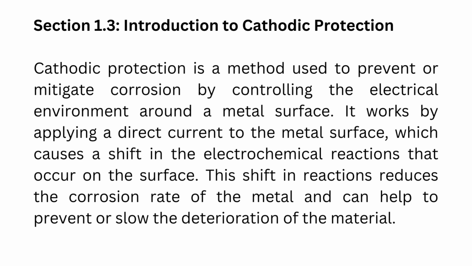Section 1.3, Introduction to Cathodic Protection. Cathodic protection is a method used to prevent or mitigate corrosion by controlling the electrical environment around a metal surface. It works by applying a direct current to the metal surface, which causes a shift in the electrochemical reactions that occur on the surface. This shift in reactions reduces the corrosion rate of the metal and can help to prevent or slow the deterioration of the material.